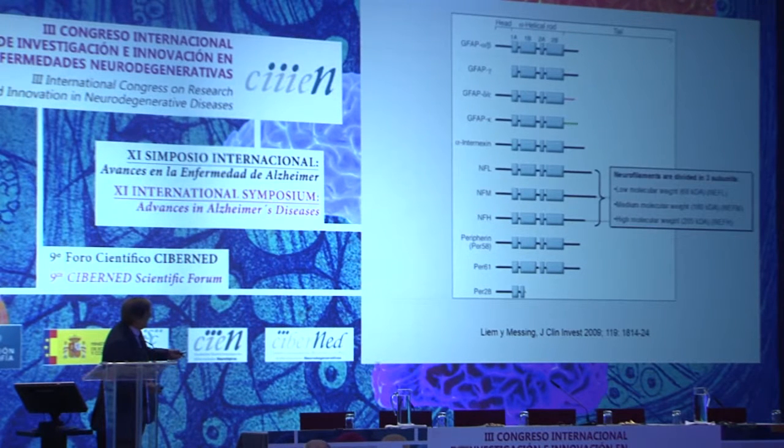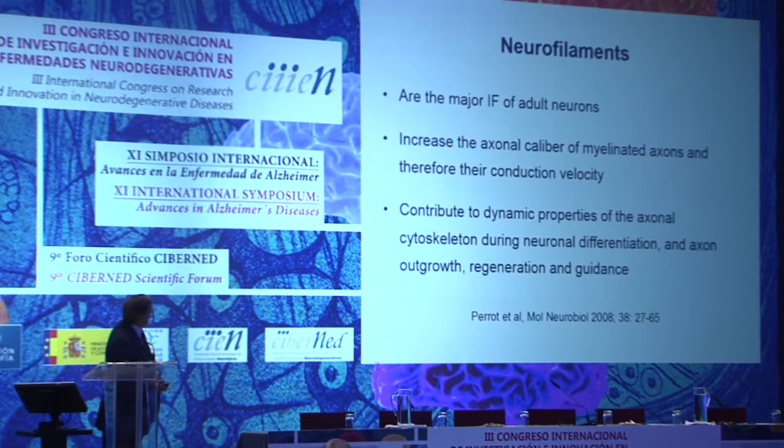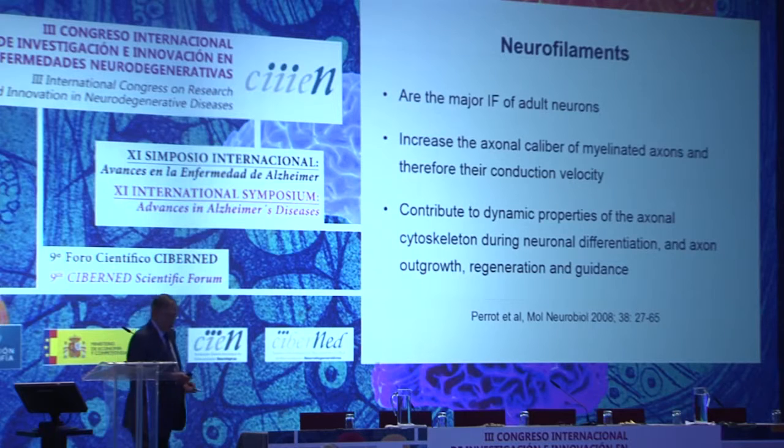The neurofilaments are divided in three subtypes according to the molecular weight, with low, medium, and high molecular weight. Neurofilaments are the major intermediate filaments of adult neurons. They increase the axonal caliber of myelinated axons and therefore increase the conduction velocity, and they contribute to the dynamic properties of the axonal cytoskeleton during neuronal differentiation and axonal growth, regeneration, and guidance.